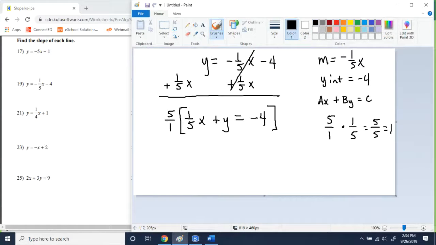So 5 times 1 and 1 times 5 is going to give me x. 5 times y is going to give me 5y. And 5 times -4 is going to give me a -20. Now this is in standard form.